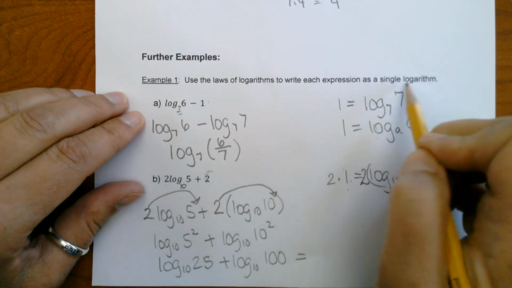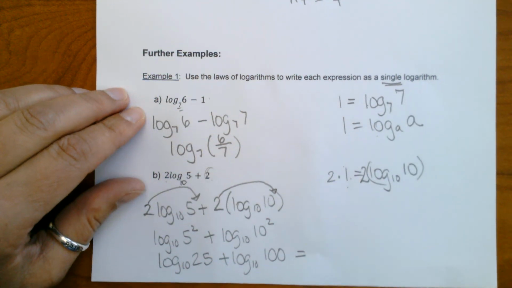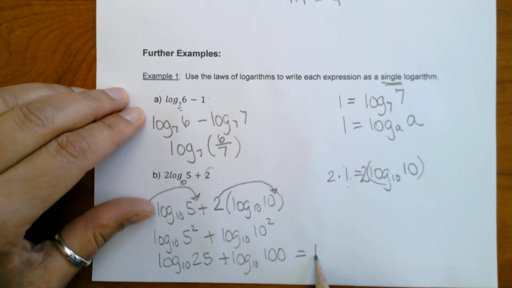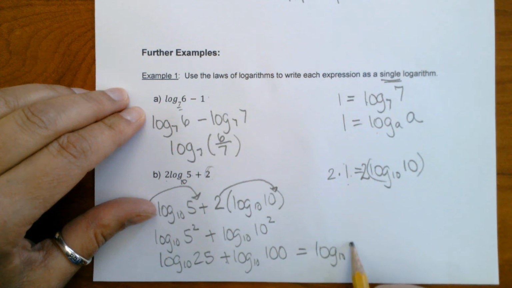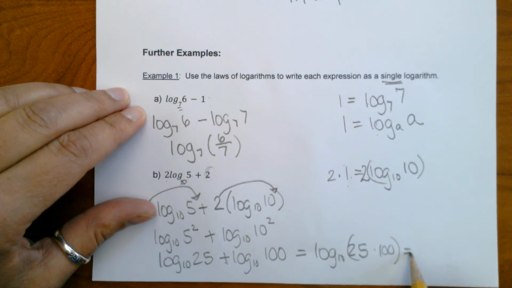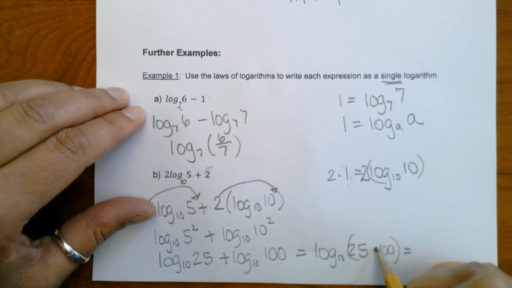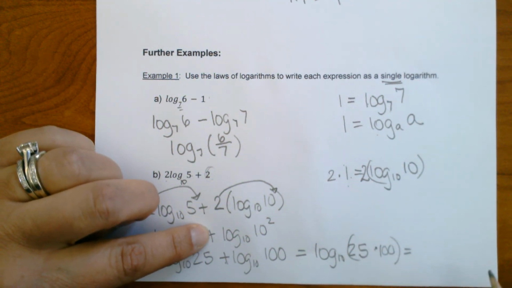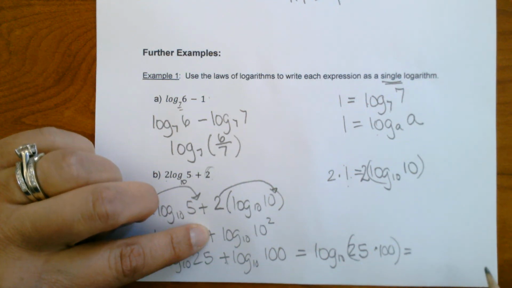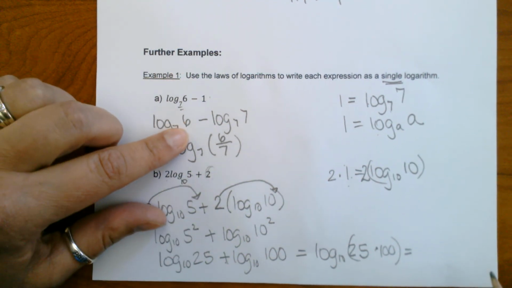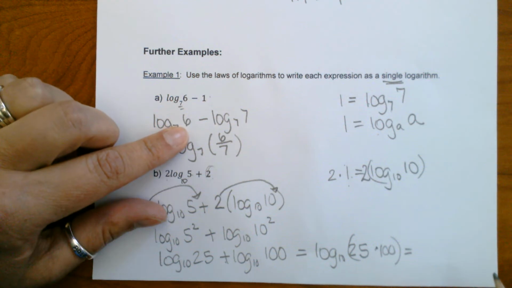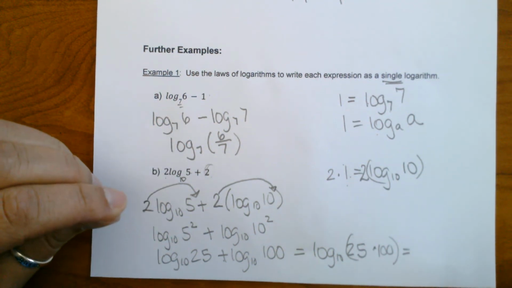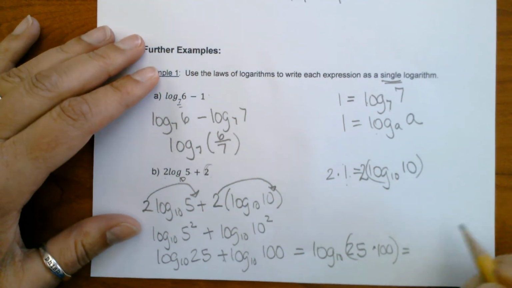We still need to write this as a single logarithm. We have addition. What is addition? Addition means that we're going to take these two numbers, 25 and 100, and multiply them together. Remember, addition is multiplication. It really reminds you of exponent rules. Same base and we're multiplying, we add the exponents. Same base, we're dividing, we subtract the exponents. Same concept. We're just applying it to logs now.